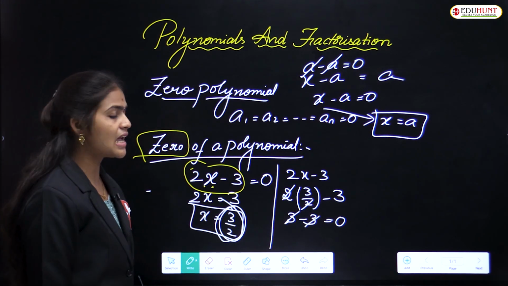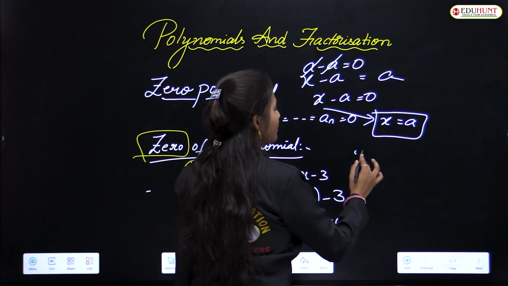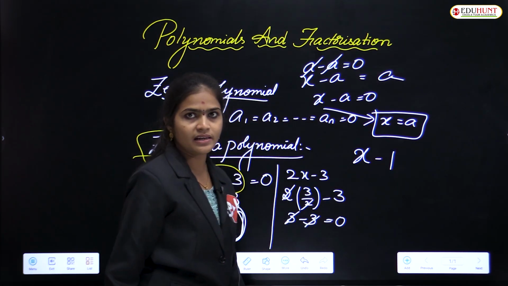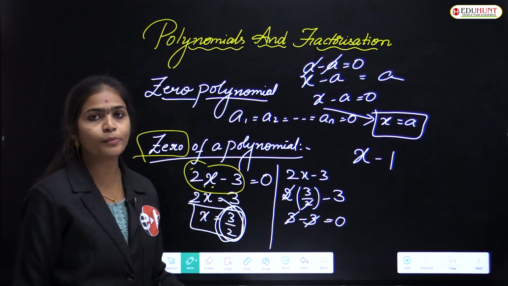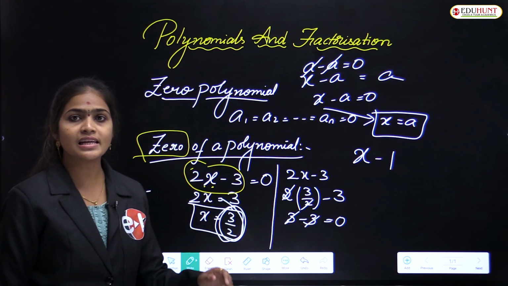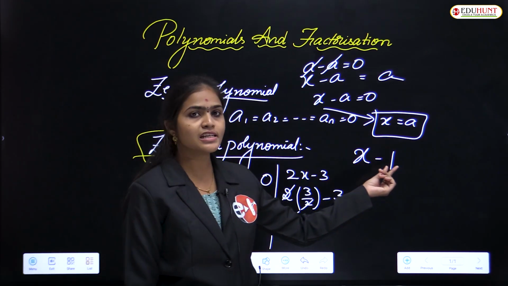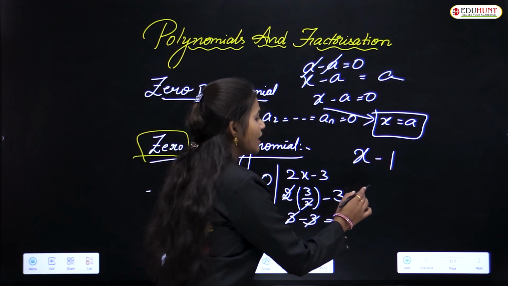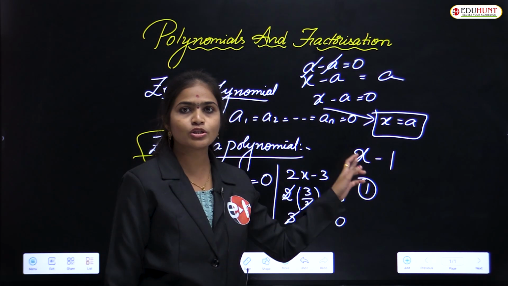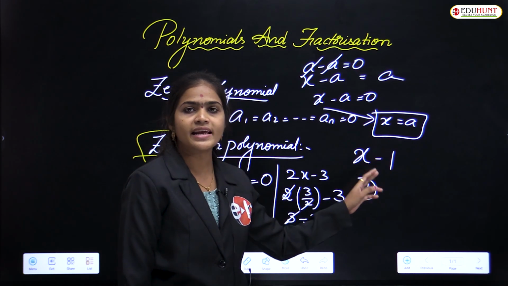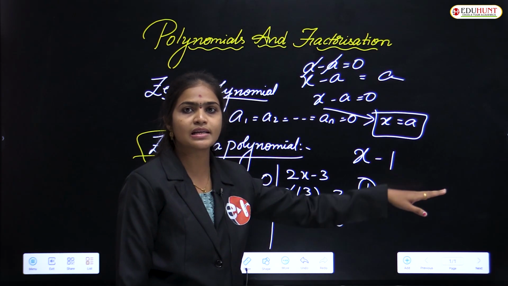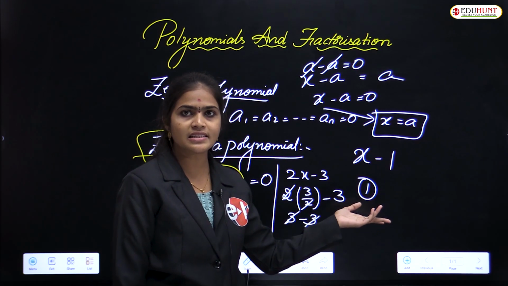I'll ask you one more thing. For example, the polynomial is x minus 1. Then what is the zero of your polynomial? If you know that answer, immediately comment in the comment section quickly. So x minus 1, what is the zero? Yes, 1. Why? Because 1 minus 1 is equal to 0, or x minus 1 is equal to 0, so x is equal to 1. In that method also we can say it.